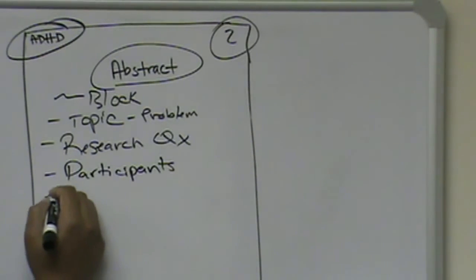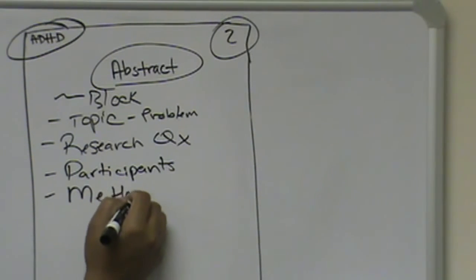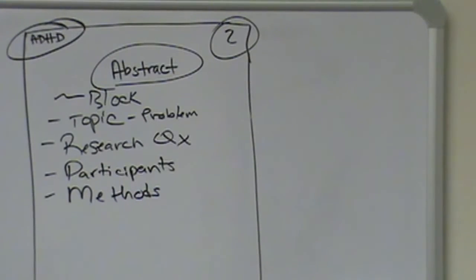The next thing to include is the methods. So mention, just real brief, was it an experiment? How many groups were in the experiment? Also, you might want to mention, maybe it was an ABAB design. Was it a correlation? Things like that. Just mention a little bit of the methodology of the paper.